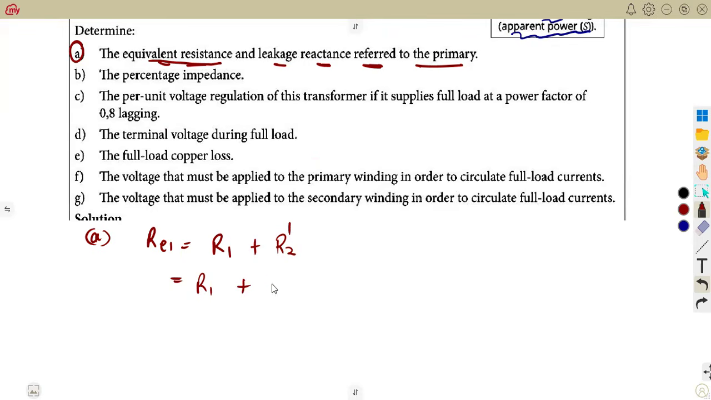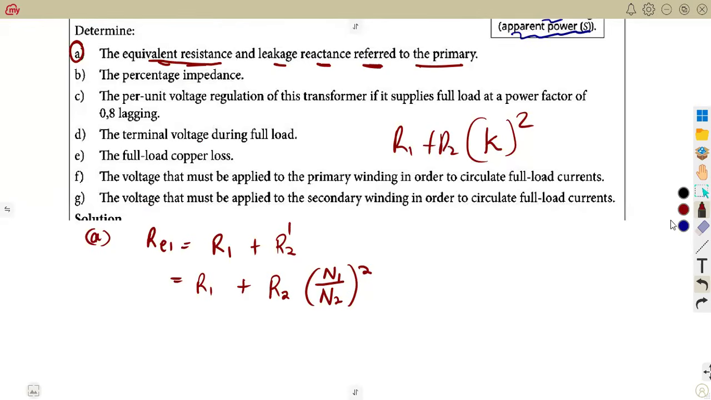Okay, so it's going to be R2 as it is times what? The ratio squared, the ratio of the transformer, that's N1 over N2 squared, which, depending on the textbook, they can write that part as K squared here. So they can write R1 plus R2 times K squared, where K represents the transformer ratio. So N1 over N2, like I said, is the transformer ratio.